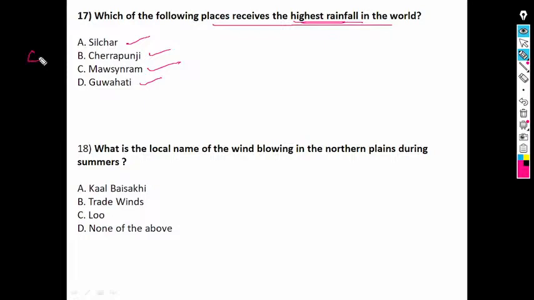His answer is C, Maisinram. Maisinram in Meghalaya. We'll discuss this one.